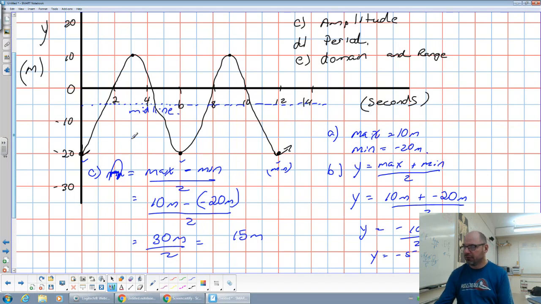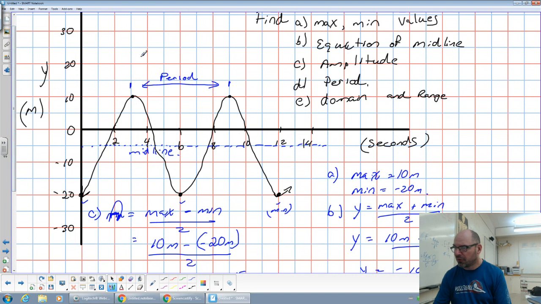D, the period. Okay, the period is from a max to a max. So this is a period. Or you could have done it from a min to a min. So this is going to be from 3 to 9. So the period goes 9 seconds minus 3 seconds equals 6 seconds. So the period is going to be 6 seconds long before it gets to the next max. So this should be 6 here. 1, 2, 3, 4, 5, 6. Perfect. So we got a period of 6 seconds.